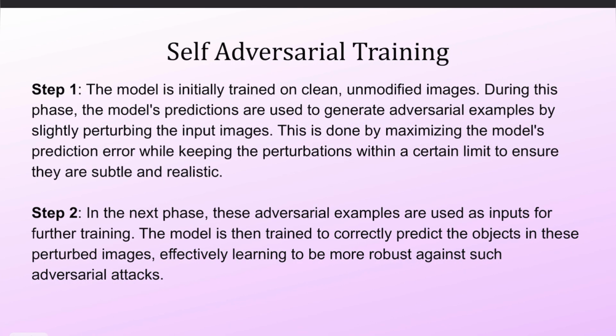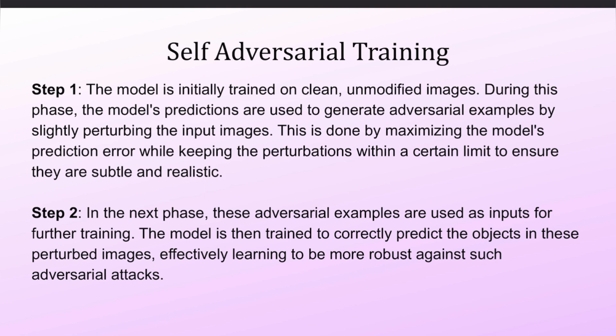Basically it goes like this. The model is initially trained on the clean data, whatever original data set you have. Now during this phase, for every iteration or maybe at certain intervals, the model predictions are used to generate adversarial examples by slightly perturbing, slightly modifying the input images. This is done by maximizing the model's prediction error, that means maximizing the loss, while your modification should be within a limit because it should be very subtle and realistic. That means it should not be identifiable by the human eye.